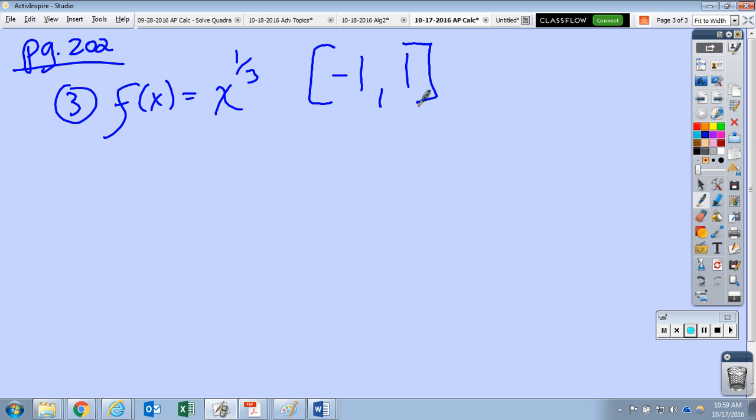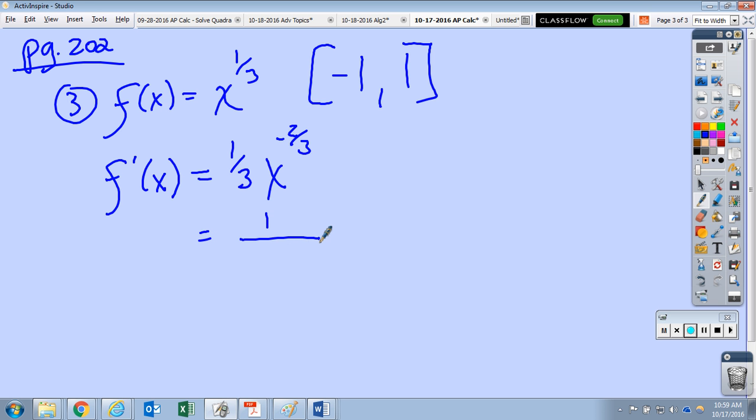Okay, well let's actually do f prime of x and see what it looks like. If I do f prime of x, I'm going to have 1/3 drop to the front, just using the power rule, and you get -2/3 as the exponent, which can be rewritten with a positive exponent as 1/3 times x to the power of 2/3 in the denominator.